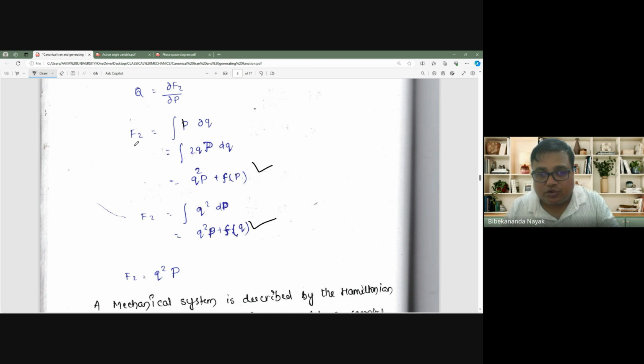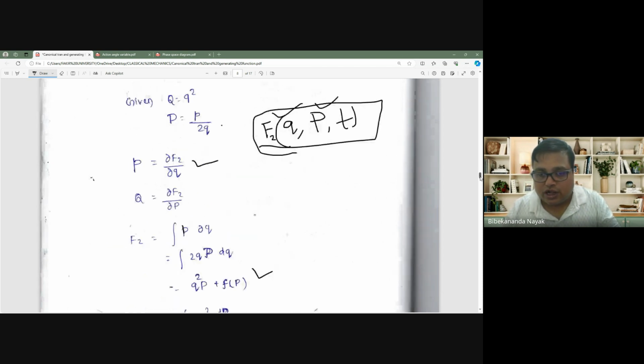Clear? So we can calculate by integrating these two. Here integration gives the same result, q square p, and here the constant, where the variable is dq, is a function of p. Here integrating we get the same q square p, and here the constant is a function of q. Comparing these two, we get the same result: q square p plus a constant. That means the constant is 0, or any constant you can take. So f is equal to q square p. This constant is the same, or simply take 0. Clear? Any doubt?